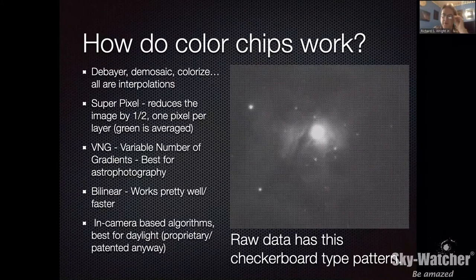Now, when you bring an image from a DSLR into Photoshop or something, even camera raw doesn't show you what this data looks like. You have to be a programmer and actually read the bits out of the raw file to get the data that looks like this.